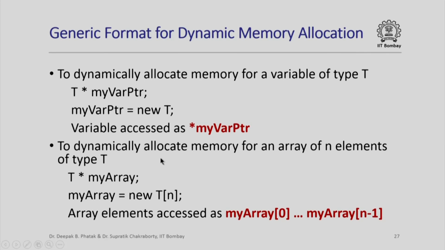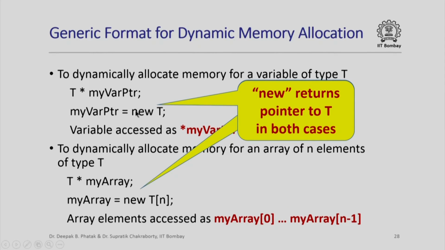To dynamically allocate memory for an array of n elements of type t, I am going to do something very similar, except that instead of saying new t, I will say new t and then an array of size n. So basically this is saying please allocate space for an array of size n where each element in the array is of type t, and the address for the first element in that array is going to be returned, and therefore the variable in which I store it must be of type t star. The array elements are accessed as my_array[0] through my_array[n-1]. This n of course has to be an integer which tells us how many elements to allocate in the array.